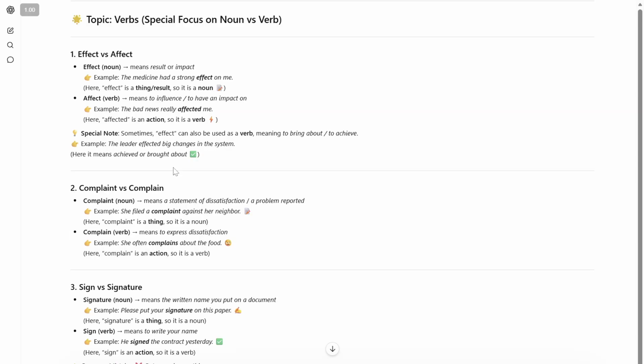Now everything is in a script, step by step. I'll teach you as if you're a beginner, and I'll make it colorful with emojis, give examples, and then a clear summary at the end so you don't feel confused. Topic: verbs. Special focus on noun versus verb.